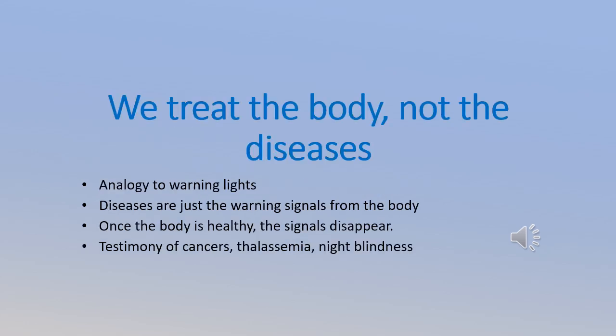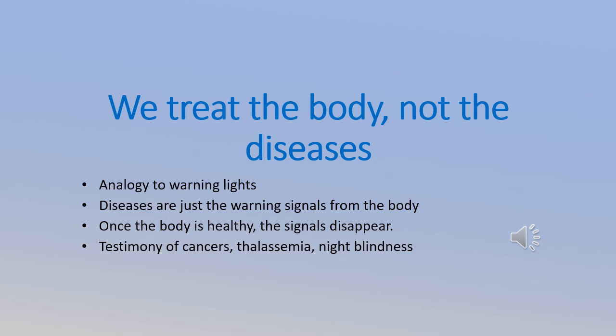Now, the next rule is we treat the body. We do not treat the disease. This is an analogy to the warning lights in your car. When you buy a car, sometimes there's something wrong with it, so there are some warning lights. What are you going to do with the warning lights? You need to send the car to the mechanic to repair it so that the warning light disappears. You cannot tell the mechanic, remove the light, the light is hurting my eye. You cannot do that. You have to repair the car. When the car is okay, the light is gone.